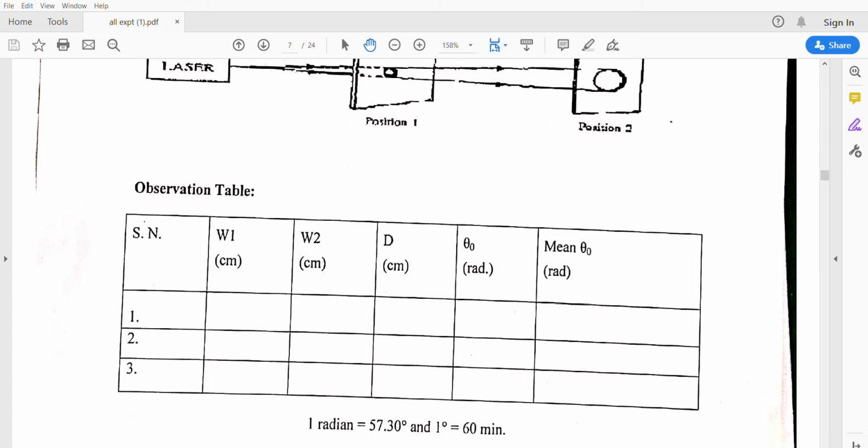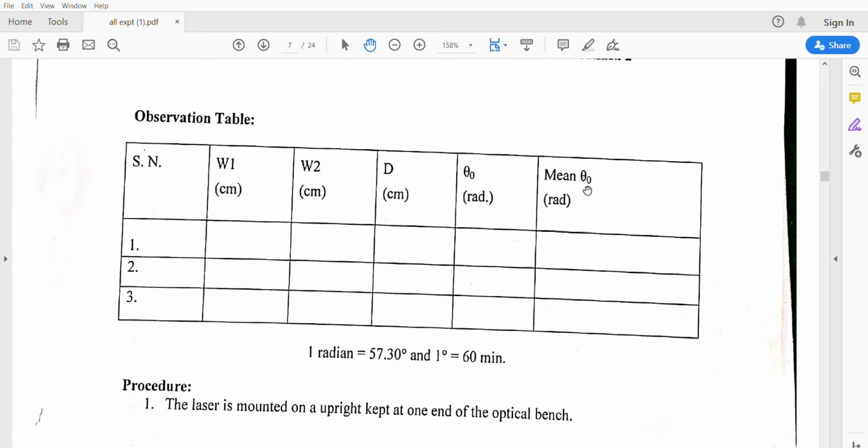Here we will follow the observation table. In this observation table, we calculate the width of the laser at one particular distance, W1, and W2 is the width of the laser at the second distance, and capital D is the distance between the first position and the second position. Theta naught can be calculated using the above formula. So we can substitute these W1, W2, capital D values in the theta naught formula. We will get this column and we will get this mean value. So this is the process we need to follow.